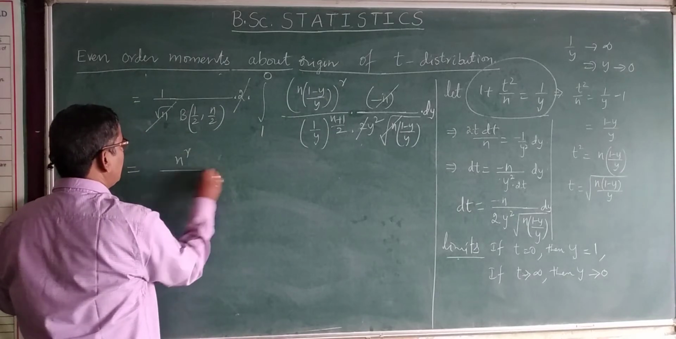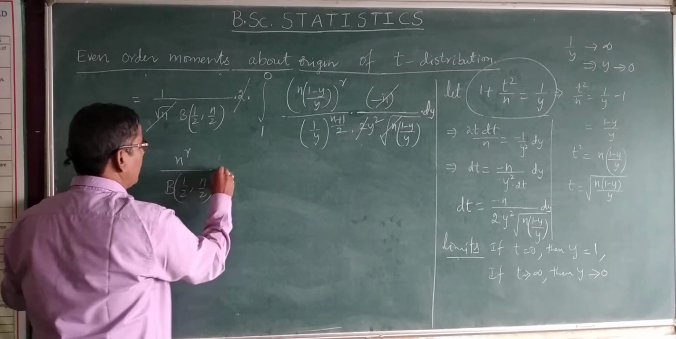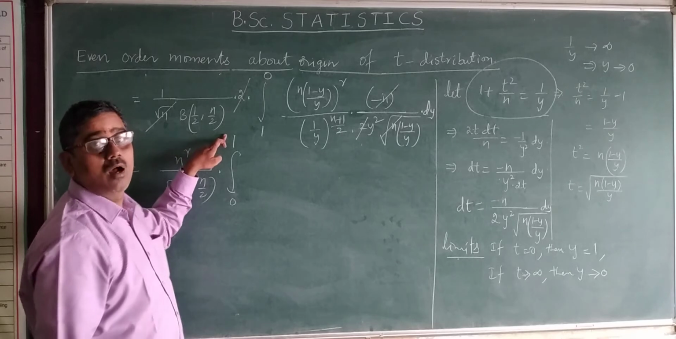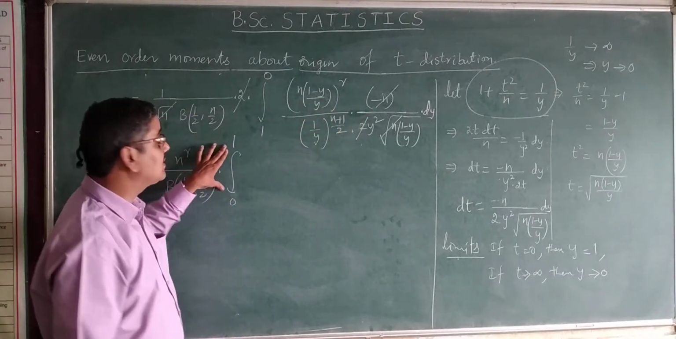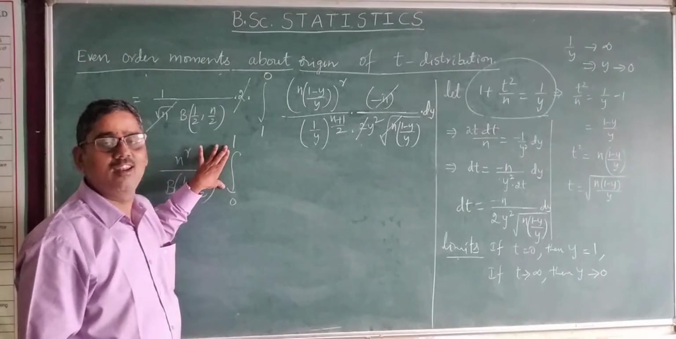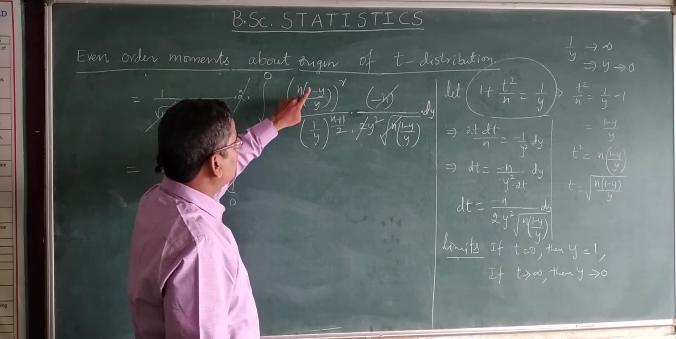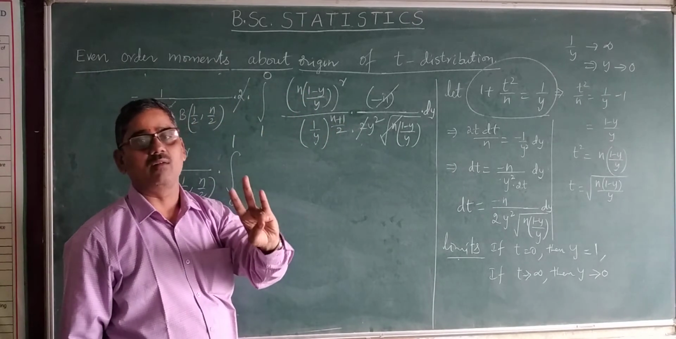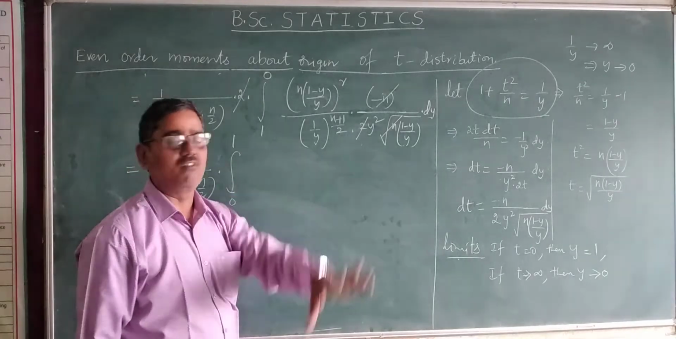n power r divided by beta of 1 by 2, n by 2, multiplied by integral 0 to 1. What I am converting as 0 to 1? How? Minus integral 1 to 0, I am converting as integral 0 to 1. And then the remaining values: y powers and 1 minus y powers. There are two kinds of terms here, y terms and 1 minus y terms. You see the terms and it will be very clear.